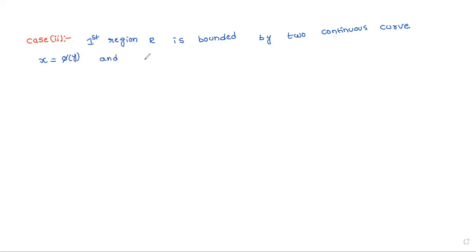Then the first region, capital R. Please observe the diagram. The first region, capital R, is bounded by two continuous curves. Please observe the curves. The curves are x equal to pi of y and x equal to psi of y.